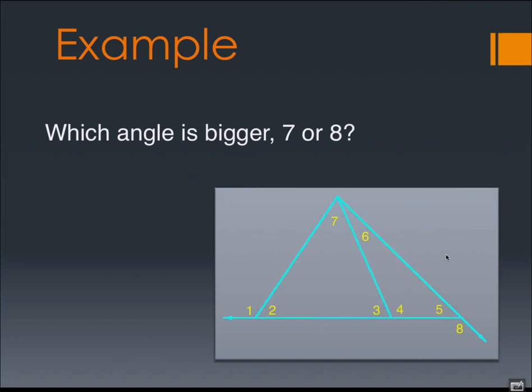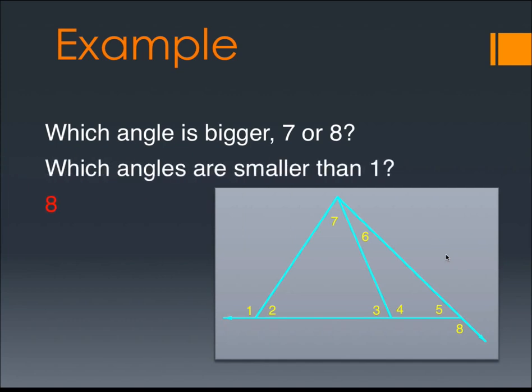Get rid of this mess. Come over here. Which angles are smaller than angle 1? And again, don't trust the picture. Michael. That'd be angle 7 and angle 3. It's a good start. That's half the answers.